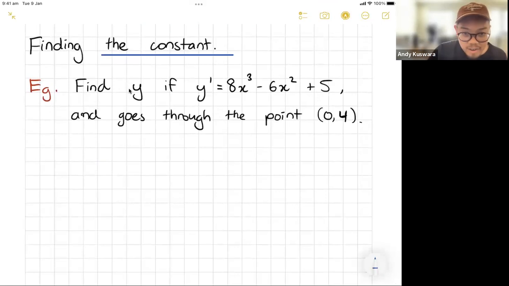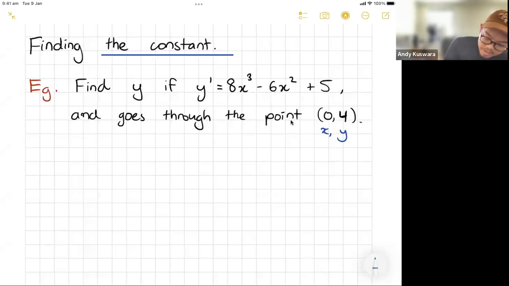Now, they've said something like find y if y dash equals 8x cubed, take away 6x squared plus 5, and it goes to the point (0, 4). So they've given us some extra information here. I'm just going to make a quick little note. That's an x value, that's a y value. Now, first things first, that y dash there, I'm going to work with that. If y dash equals that, then I'm going to integrate that, I'm going to find the primitive.